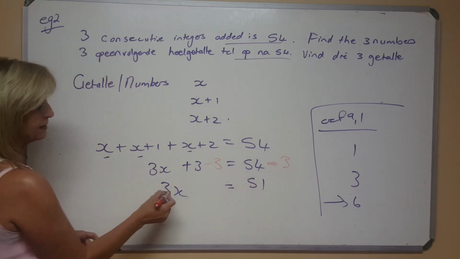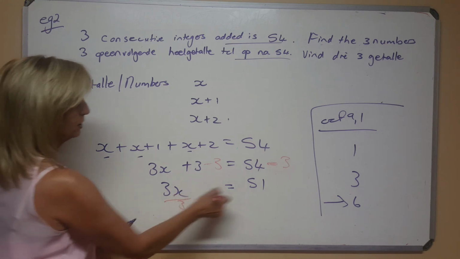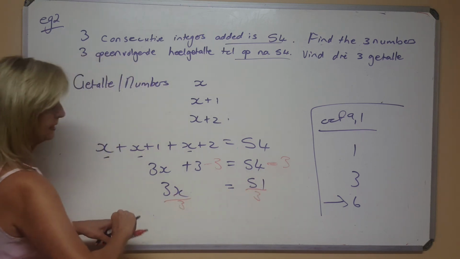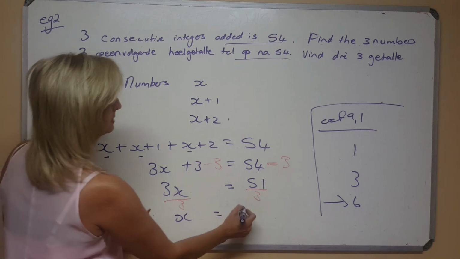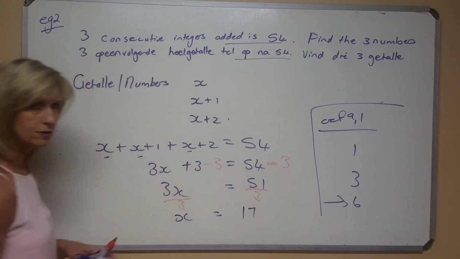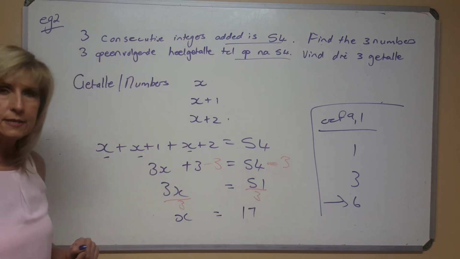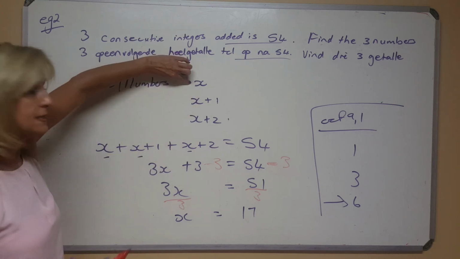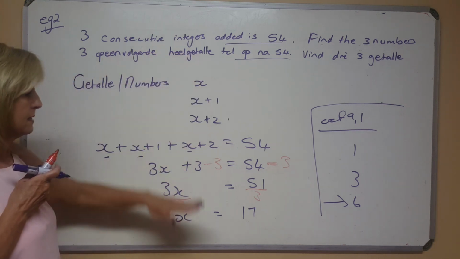How do I get rid of the times 3? You divide by 3, you divide by 3. En as jy dit gaan deel, dan kry jy jou antwoord is 17. The answer is 17 if you divide. What does that mean? My first number that I called x is 17.